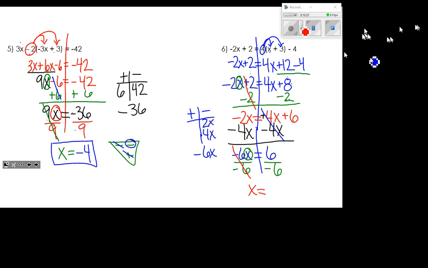And I have 6 divided by negative 6. I can make a Dorito man. I have a positive divided by a negative. So positive divided by negative gives me a negative. And 6 divided by 6 is 1. So the answer to number 6 is x equals negative 1.